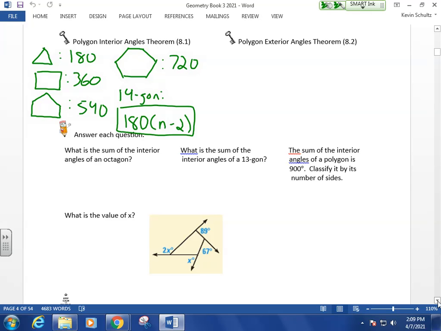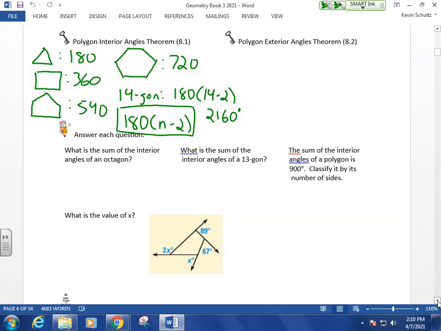So for a 14-gon, the calculation that you would need to make is 180 times 14 minus 2, or 180 times 12, which is, what is it? 2,160. Okay? So that formula enables you to calculate the sum of the interior angles of any polygon by subtracting 2 from the number of sides and multiplying by 180.